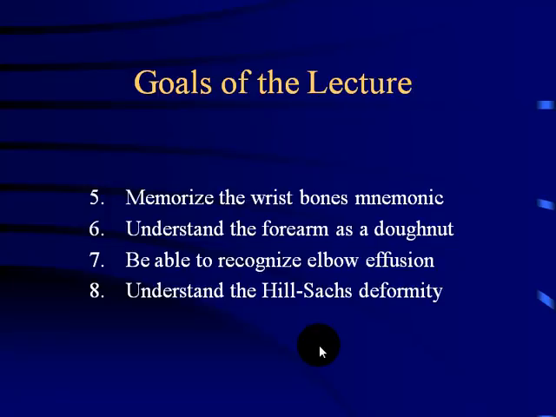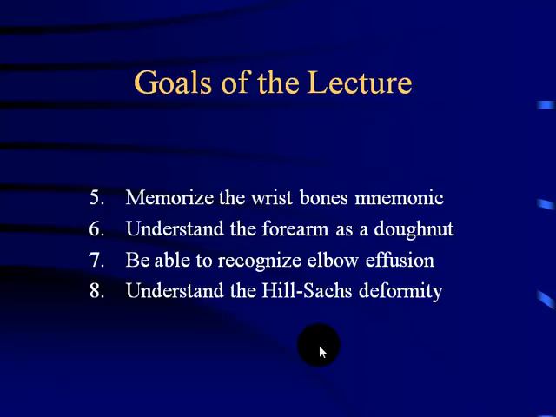Number 6, the forearm as a donut. So the 2 bones in the forearm, the radius and ulna, are connected by very strong ligaments, basically forming an interconnection. So now we have a ring structure. Anytime there's an injury at one location of the ring, look for that second injury. It's usually there. It's actually more common to see 2 injuries than it is to see 1 injury at the forearm.